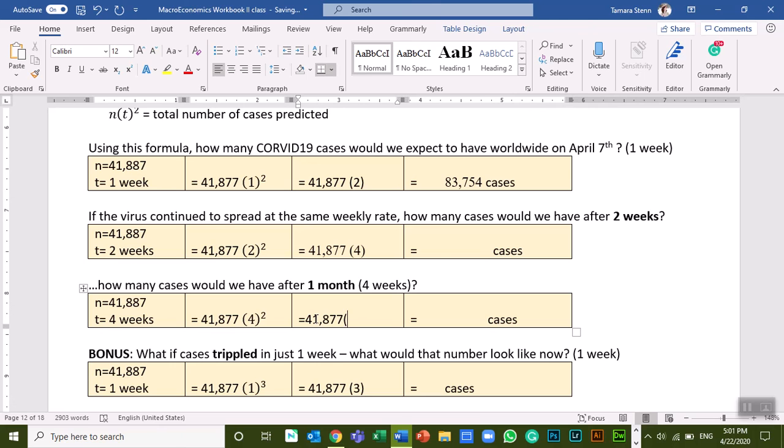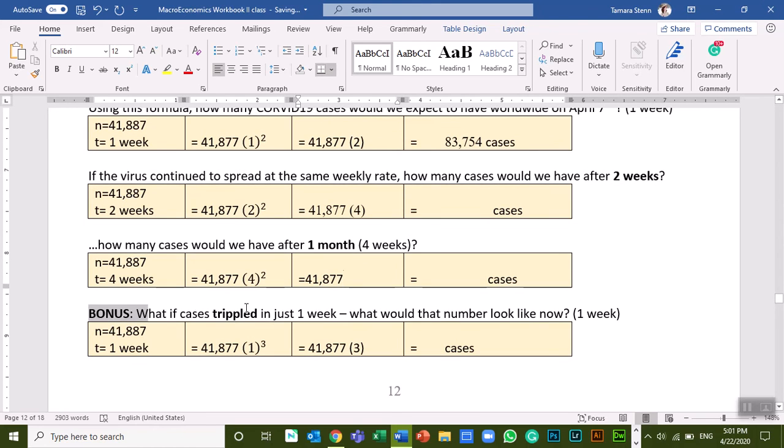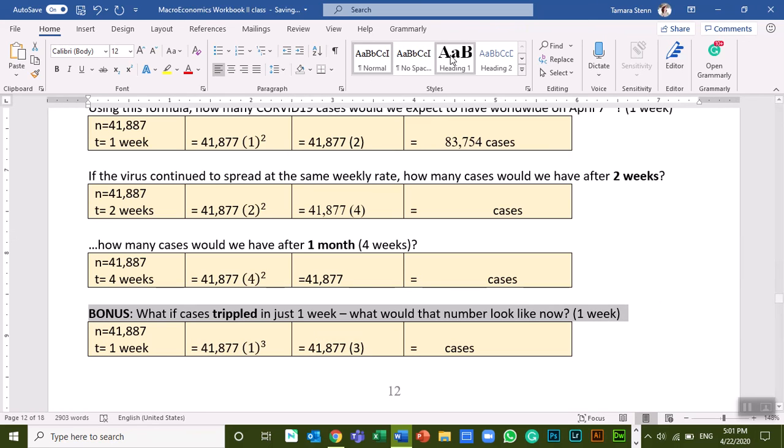Okay? Here's a new bonus I've just put in for you guys. This is not in your workbook, but you're welcome to handwrite it in and get some extra credit. Look at this. What happens if the cases tripled? Oh my goodness. Let's say everyone said, I'm done with the social isolation. I am going out there. You know, the day is beautiful. This is it. Live free or die. And unfortunately, we end up doing just that. And now we've just tripled our cases in 1 week.